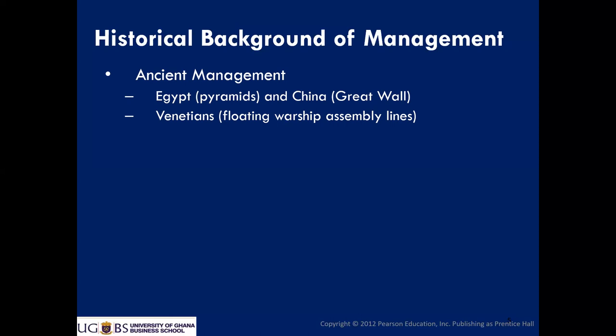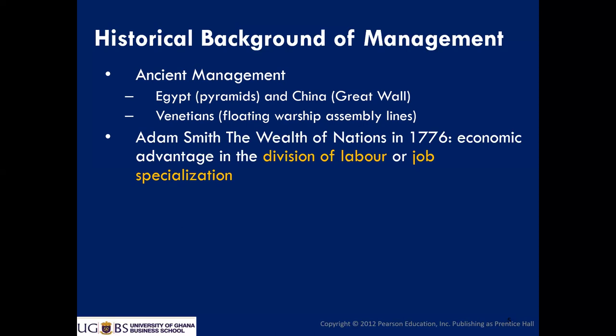Now, talking about modern economics, we have the great Adam Smith, who wrote the book The Wealth of Nations in 1776, right? And in this book, the idea is that nations can get what we call economic advantage in the division of labor or job specialization. So what it means is that if you look at Ghana, for example, there are resources that we have in abundance. We have gold and all these mineral resources, and some other natural resources like cocoa. We have also trees, the teak tree, that is used to erect electric poles all over the nation.